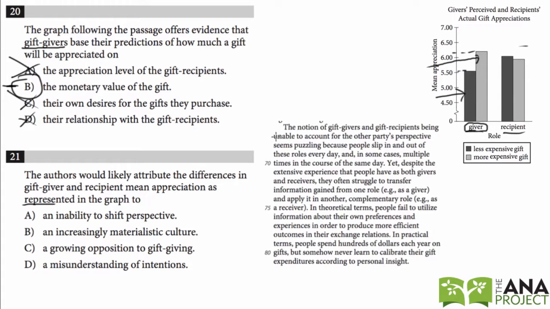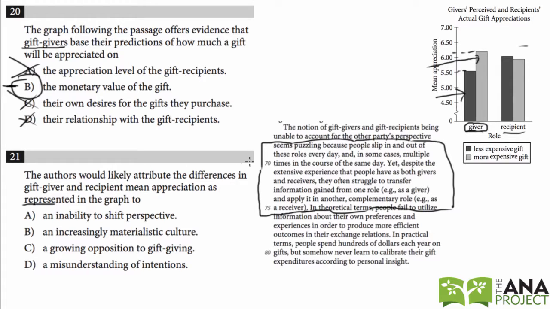The notion of gift givers and gift recipients being unable to account for the other party's perspective seems puzzling because people slip in and out of these roles every day, and in some cases multiple times in the course of the same day. Yet, despite the extensive experience that people have as both givers and receivers, they often struggle to transfer information gained from one role, for example as a giver, and apply it in another complementary role as a receiver. So it's this inability to shift perspective between being a gift giver and a gift receiver.